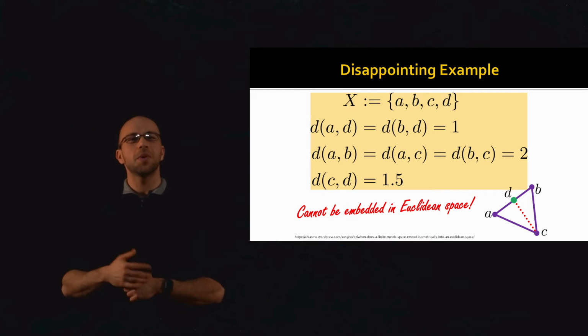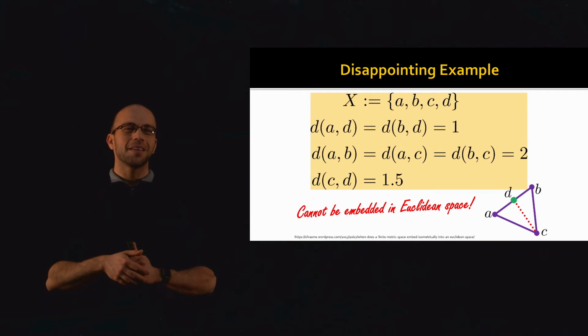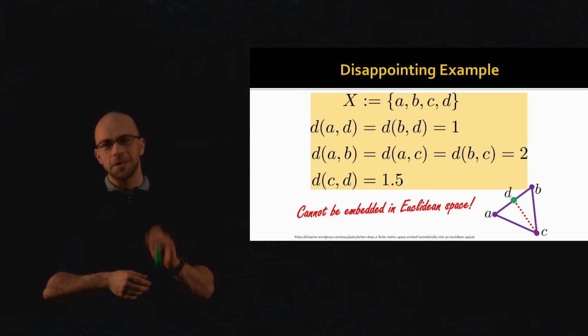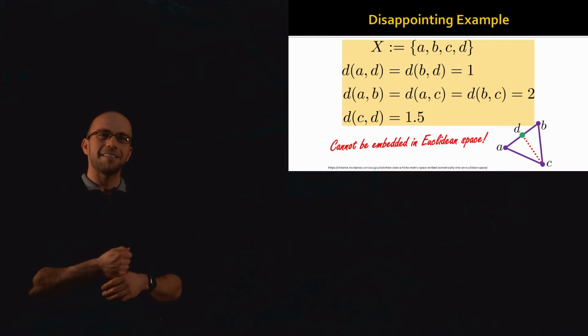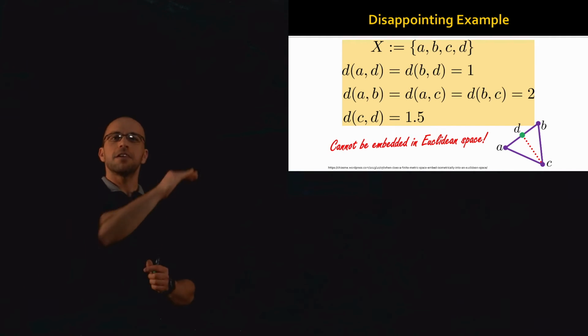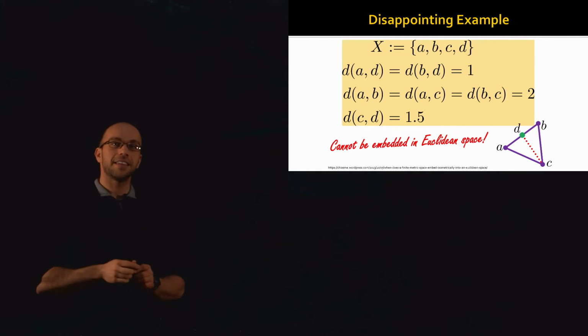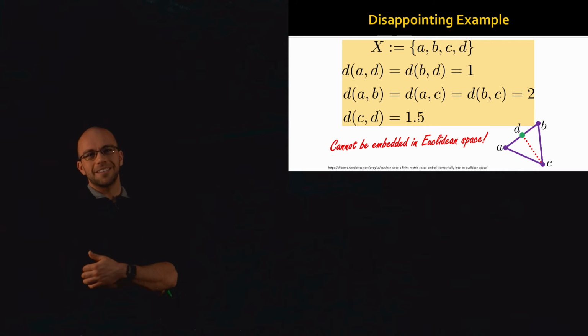But assuming you're willing to trust me on that, let's figure out why this metric space can't be embedded into Euclidean space. In particular, we have 4 points, A, B, C, and D, and they have these pairwise distances we prescribed on the slide. Let's start with the second one, which is saying that the distance from A to B is equal to the distance from A to C is equal to the distance from B to C, which is equal to 2.